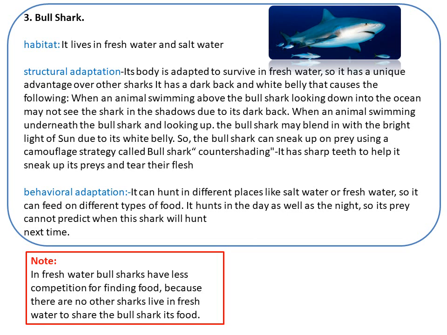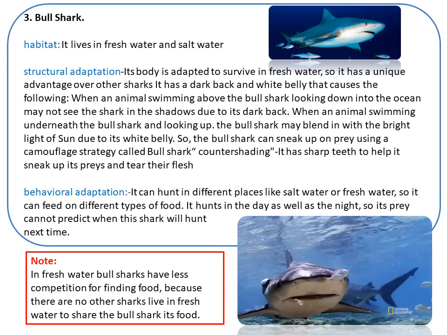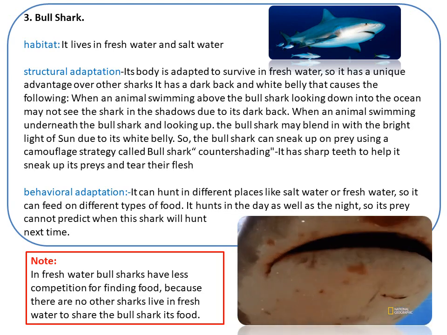So it's different also from other animals that are only active at night or during the day. No, they are different. They can hunt during daytime and also during nighttime. So its prey cannot ever predict when this bull shark will hunt next time. Note, in freshwater, bull sharks have less competition for finding food because no other sharks live in freshwater to share the bull shark its food. So this is an advantage for the bull shark.